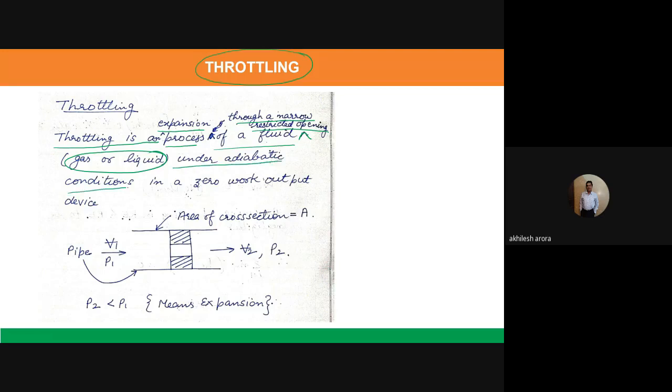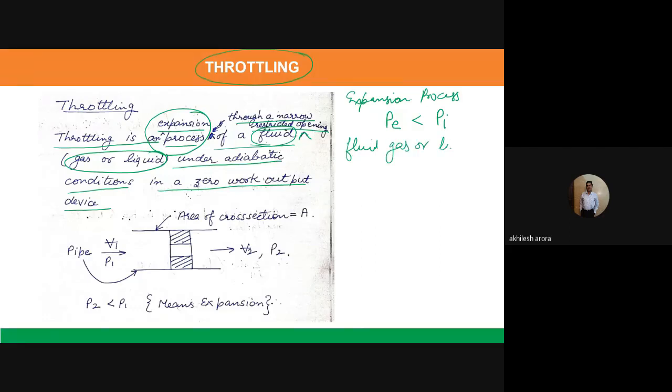So let us read this once again. First term is an expansion process. Throttling is an expansion process. Expansion means that the pressure at exit will be less than the pressure at inlet or entry of a fluid. So what is the meaning of fluid? Fluid stands for either a gas or liquid. So I hope this is clear. Through a narrow restricted opening.